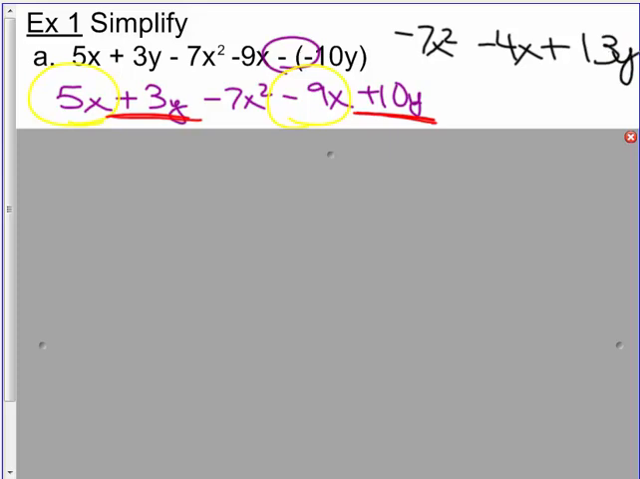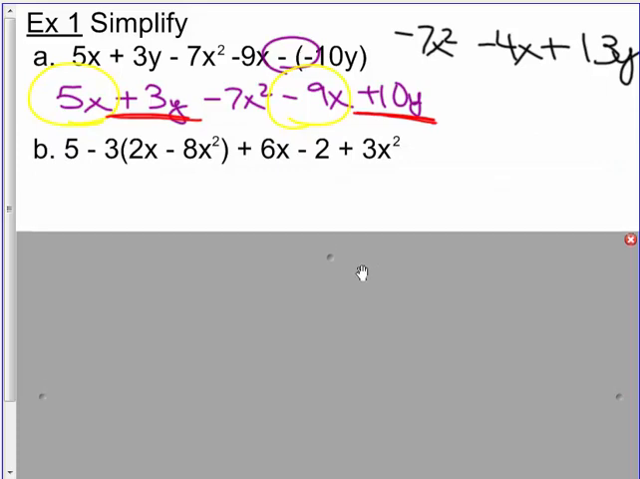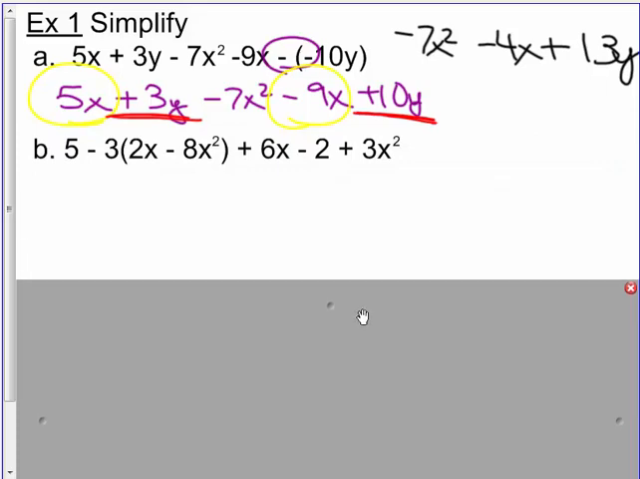In B, we're going to do a little bit of distributing when we get to it. Here we go. So I'm going to look at this, I'm going to do a little bit of distributing, and then I'm going to be combining some like terms.